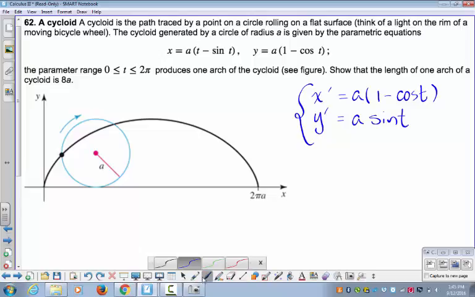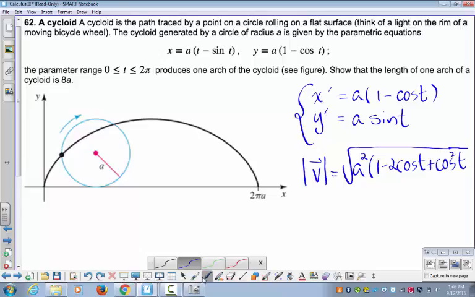Speed will be the square root of the sum of the squares. They didn't use a v anywhere in here. So we'll say this for the velocity vector for the speed. We're going to do the square root, sum of the squares. So we're going to end up here. We'll have an a squared. And then when we square that, we'll have 1 minus 2 cosine of t plus cosine squared, plus a squared sine squared of t. So that's all inside the square root there.